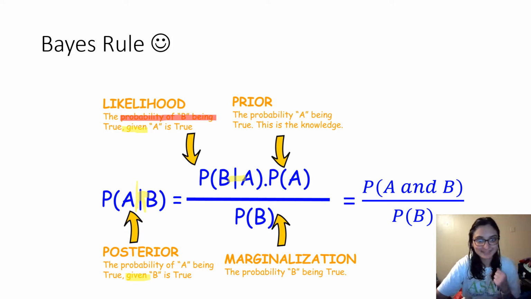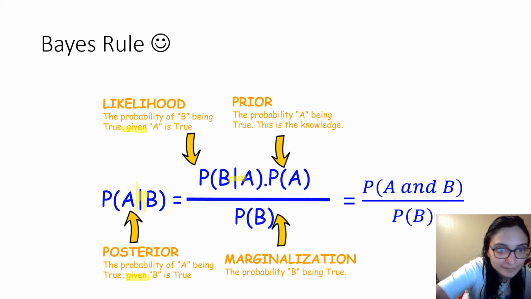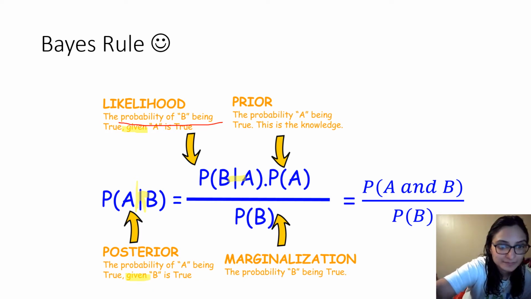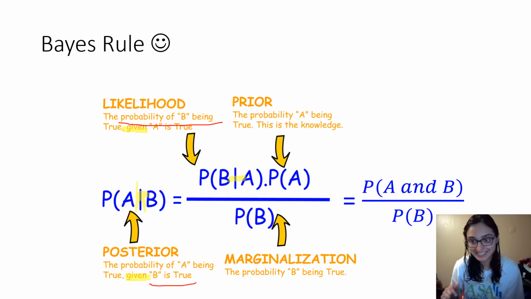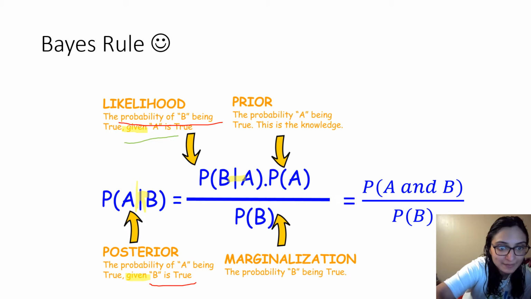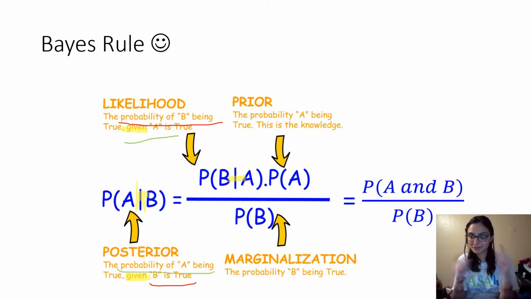Let me just underline it. So this is the probability of B being true. But here it's flipped around: in this one, B is true, but here it's the probability that B is true, given that A is true. So this one is given that A is true, and this one is the probability that A is true. You can see that they're flipped around in a way.